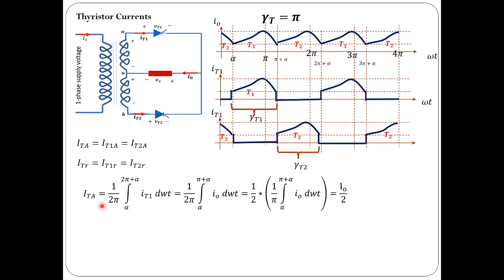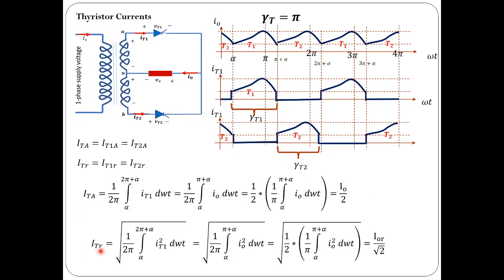Let us find out the average value. In order to find the average value, you have to integrate IT1 over the complete period, that is from alpha to 2 pi plus alpha. During this period, find the area under the curve and divide it by 2 pi, which gives us the average value. If you do that, you will get I0 by 2. If you take 1 by 2 common, this value is the same as the average value of output current. So the output current average value divided by 2 gives us the thyristor average current.